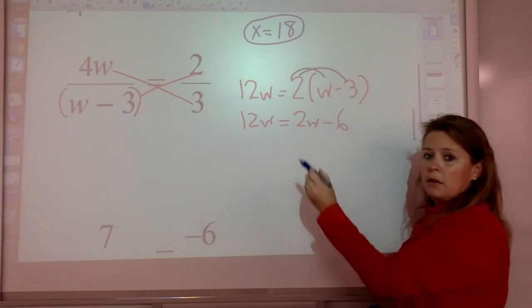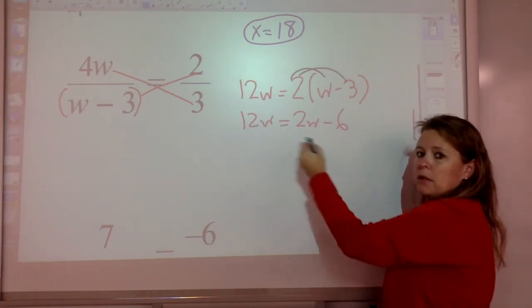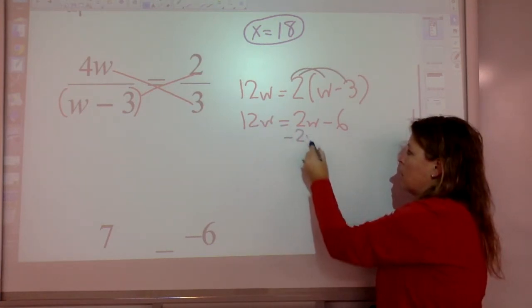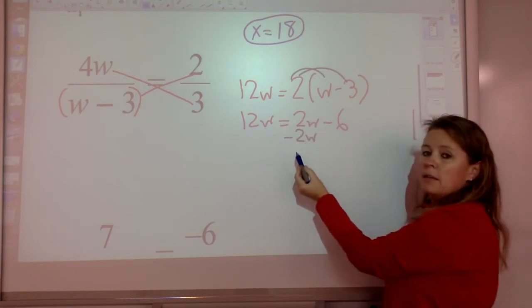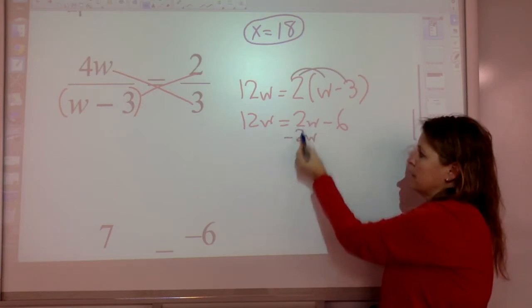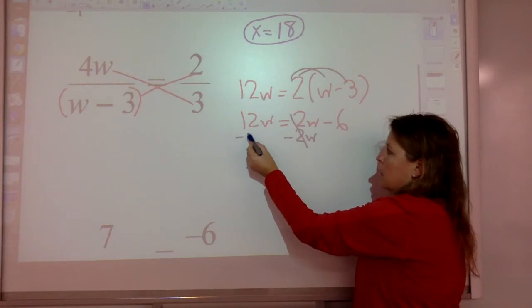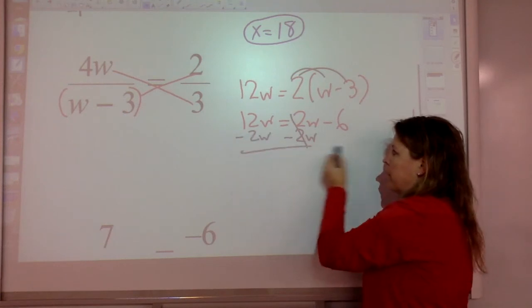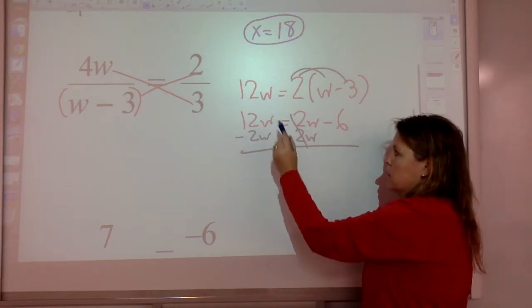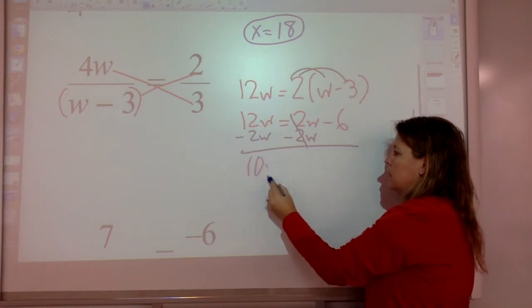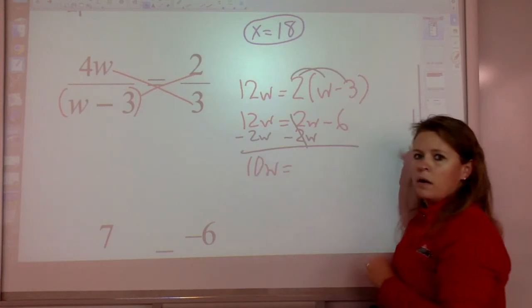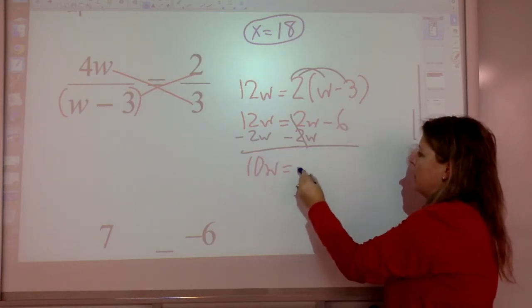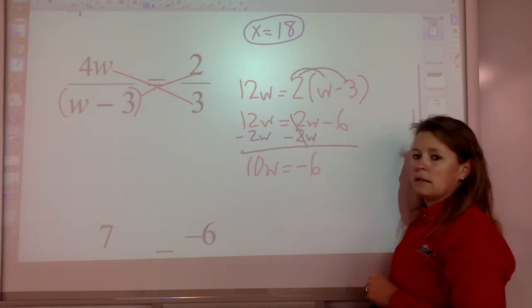We've got to get our like terms together. We can't have W's on both sides of the equation, and we are always putting the W's on the left. By subtraction, that's a positive 2, so you need a negative 2. Negative 2W. 12W minus 2W is 10W. Drop down the negative 6.